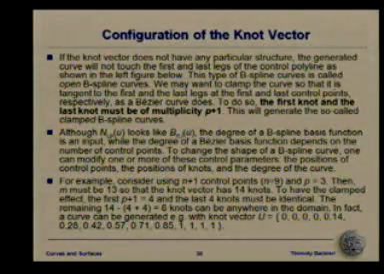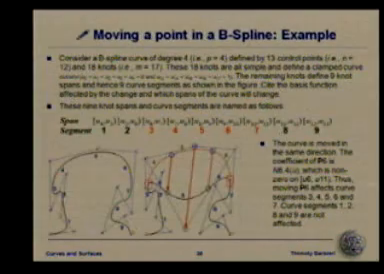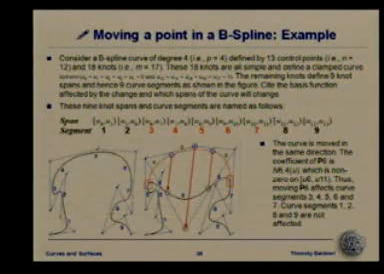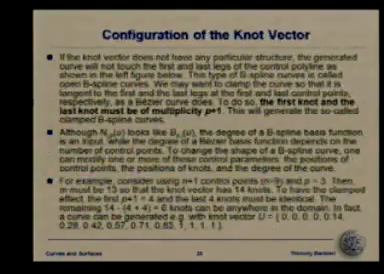So you have to repeat 1, 2, 3, 4 times. So this is 4 times because you have degree 3. In the case of the other curve, you had a degree 4. So you need 5 times, 1, 2, 3, 4, 5, to repeat the first knot. So this is a must that you need to do.